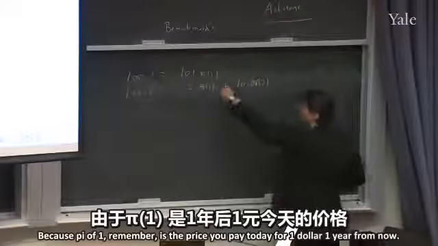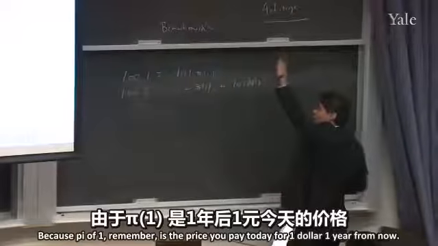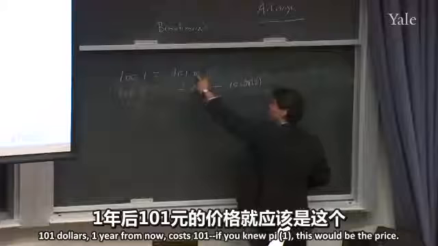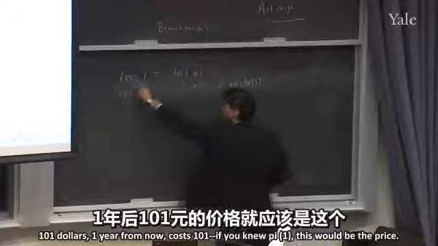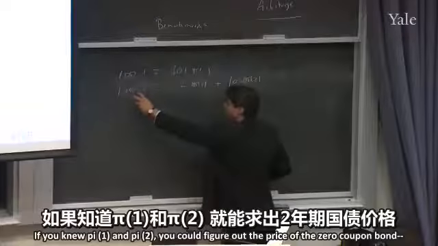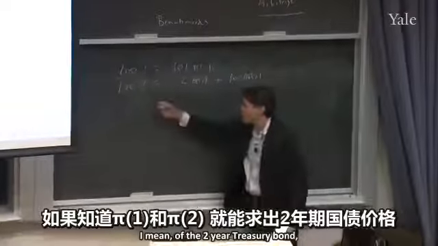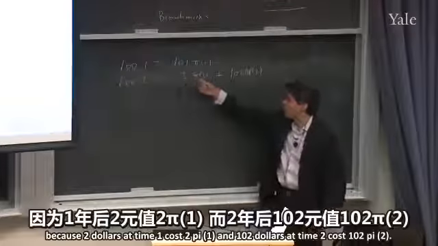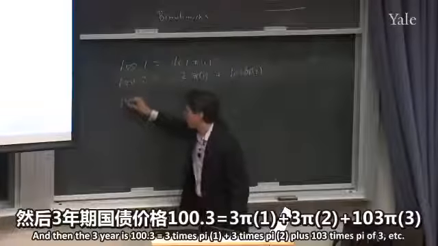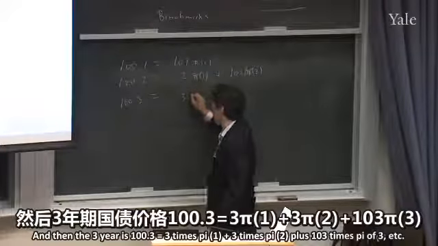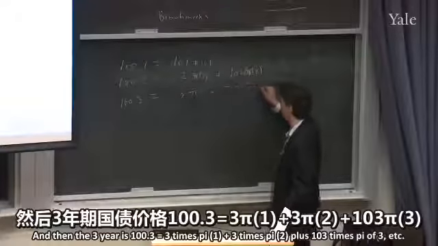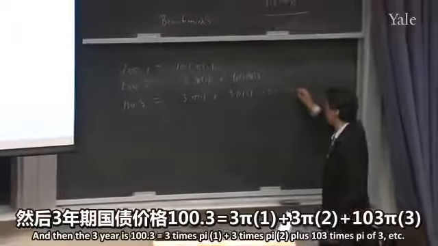Right? Because pi of 1, remember, is the price you pay today for $1 1 year from now. $101 1 year from now costs 101 pi 1. If you knew pi 1 and pi 2, you could figure out the price of the 2-year treasury bond, because $2 at time 1 costs 2 pi 1, and $102 at time 2 costs 102 pi 2. And then the 3-year is 100.3 equals 3 times pi 1 plus 3 times pi 2 plus 103 times pi of 3.